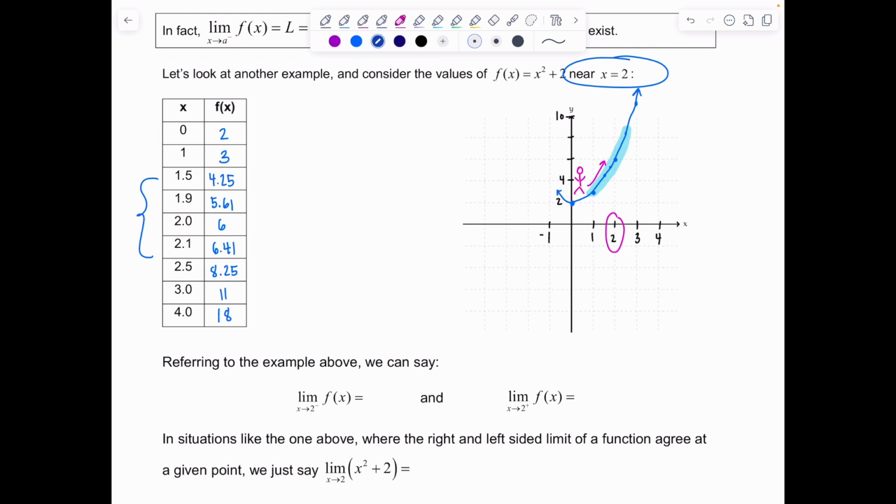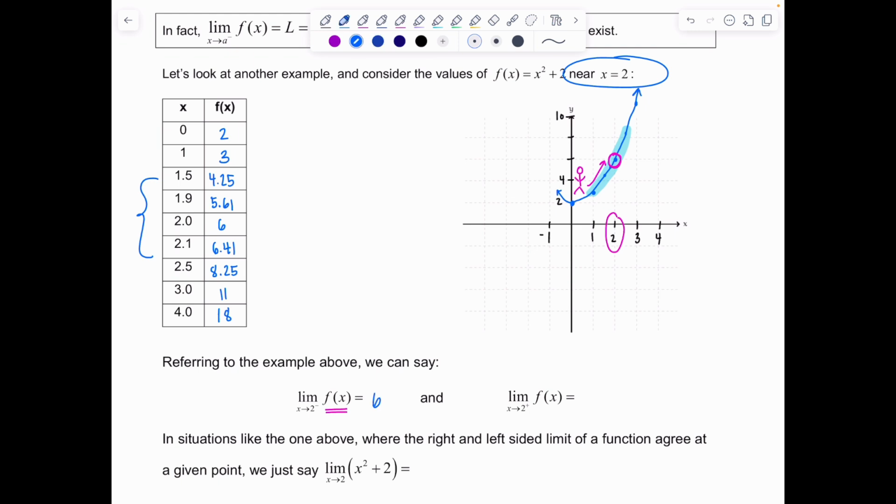The limit is the y value that the little stick figure is approaching as he gets closer and closer to x equals 2. Where is he on the graph? What's the function value? What's the y value? It looks like he's getting close to 6.